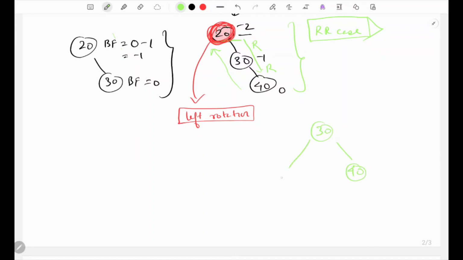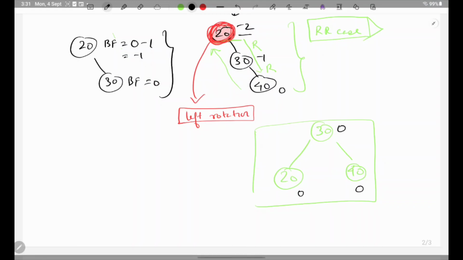40 and 20. So we can see the tree is now fully balanced. Why? Because the balancing factor of this node is 0, this node is 0, and this node is also 0. So we have balanced the tree.